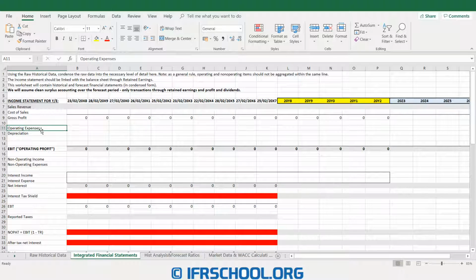Throughout this model, I will make a distinction between operating and non-operating items. This distinction is important for the integrated financial statements. An item is classified as an operating item if it relates to the company's core operations or business, and it is recurring in nature. In other words, it is expected the item will recur year after year.